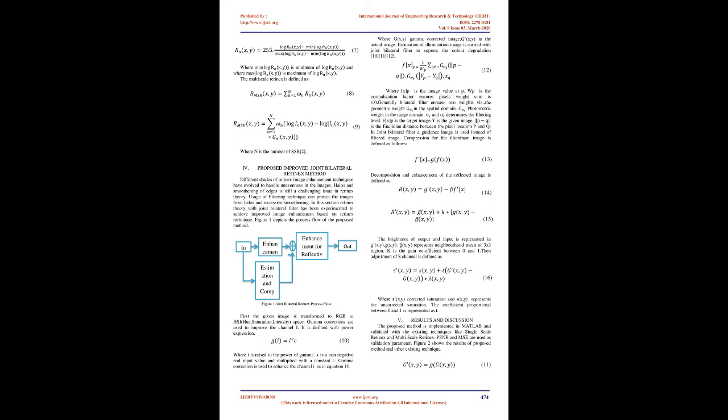Estimation of the illumination image is carried out with a joint bilateral filter to suppress the color degradation, where Xp is the image value at P and Wp is the normalization factor that ensures the pixel weight sum is 1.0. Generally, a bilateral filter ensures two weights, viz. the geometric weight GS in the spatial domain and the photometric weight GR in the range domain. SS and SR determine the filtering level. F(x,p) is the target image, Y is the given image, and PQ is the Euclidean distance between the pixel locations P and Q. In a joint bilateral filter, a guidance image is used instead of the filtered image.